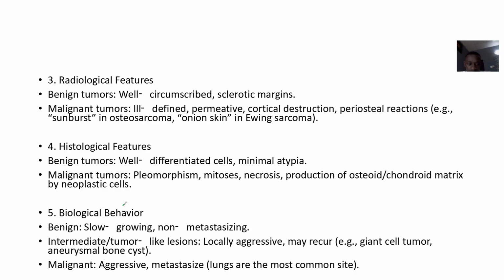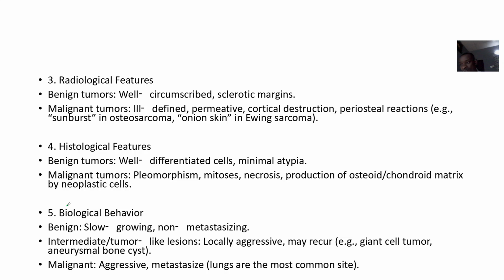body. Radiological features: benign ones, you see them in one place, they are circumscribed. Okay, malignant ones, you can't really spot their boundaries. That's to tell you that they're already spreading to other places. So that's just what we have.